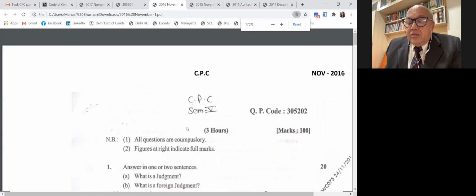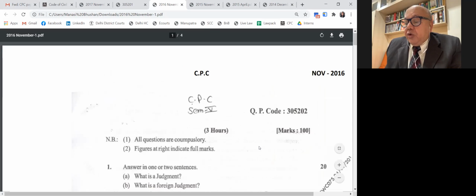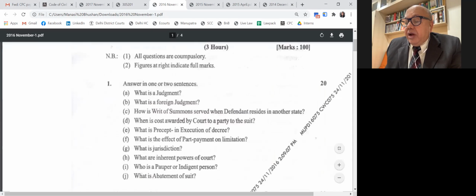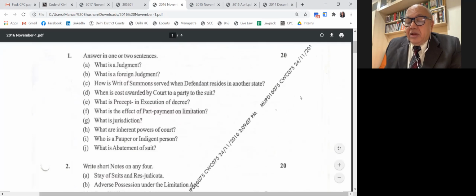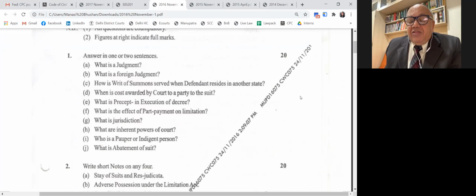Then D, when costs are awarded by the court to a party to the suit, you have to check Order 25, and also Order 17 and Section 35. These three are there. Please check these three relevant sections. Order 25 applies when security is given, Order 17 when adjournment is sought, and Section 35 deals with costs when the suit is dismissed or decreed.